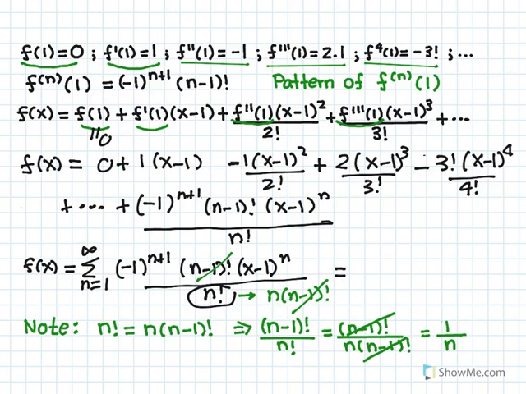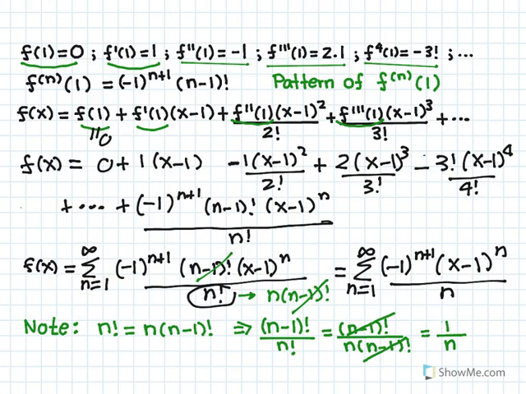And we can simplify this as summation n equals 1 to infinity, minus 1 to the power of n plus 1 times x minus 1 to the power of n divided by n. So this simplification is important. We rewrite the denominator n factorial as n times n minus 1 factorial, and then the n minus 1 factorial in the numerator cancels with the n minus 1 factorial in the denominator, leaving us with 1 over n.